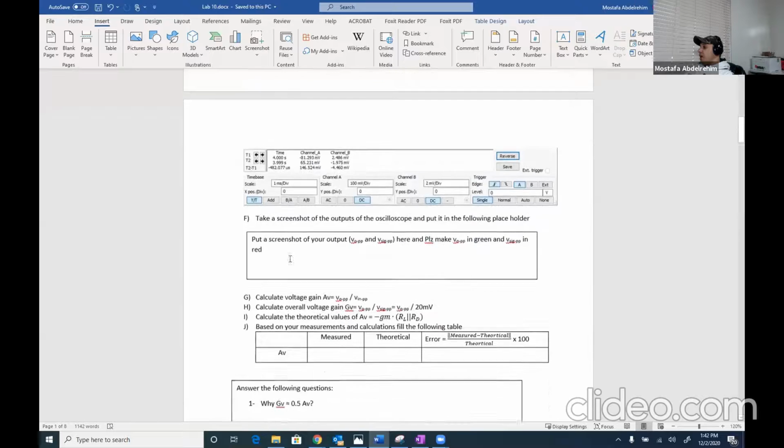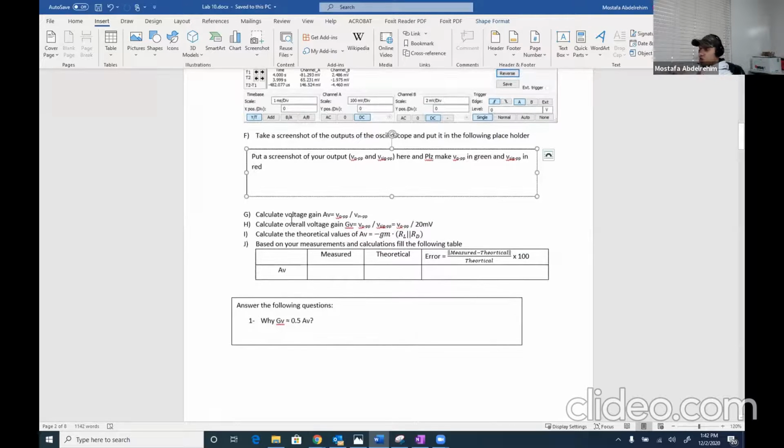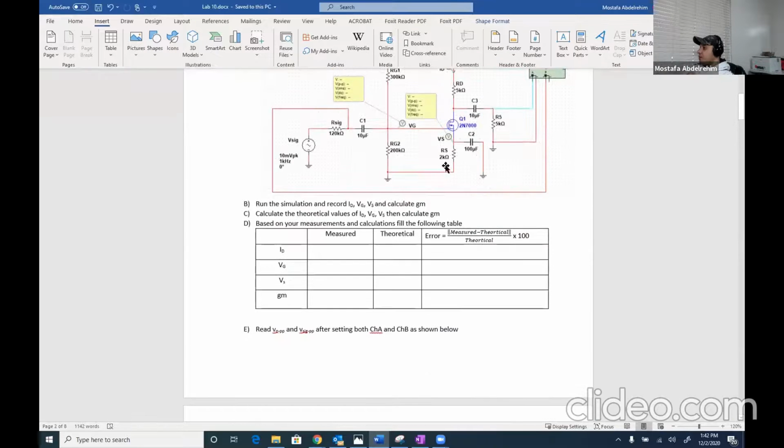So we're gonna set the parameters of the CRO to these settings, for the scales for channel A, channel B, and the time. Then we put here, in this placeholder, the output waveform, the input versus the output. Then we calculate the voltage gain. So from the CRO, we measure using the markers the voltage peak to peak of the output at that point, and the voltage peak to peak of the input at that point.